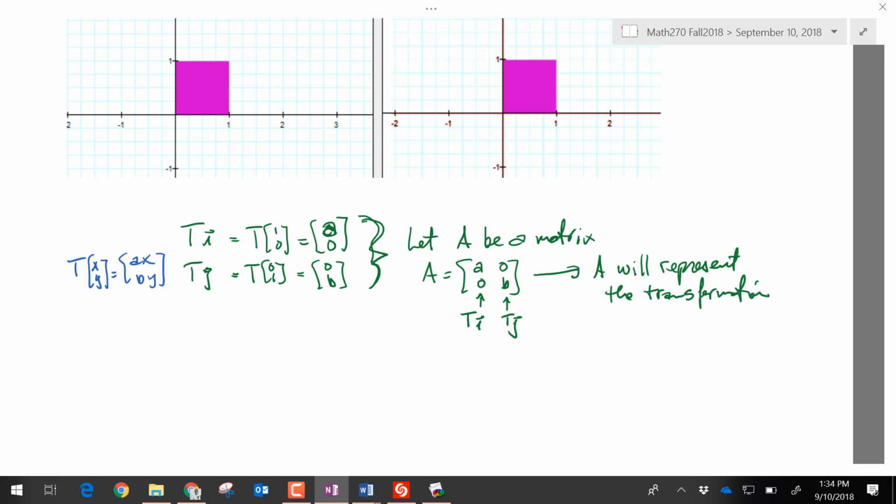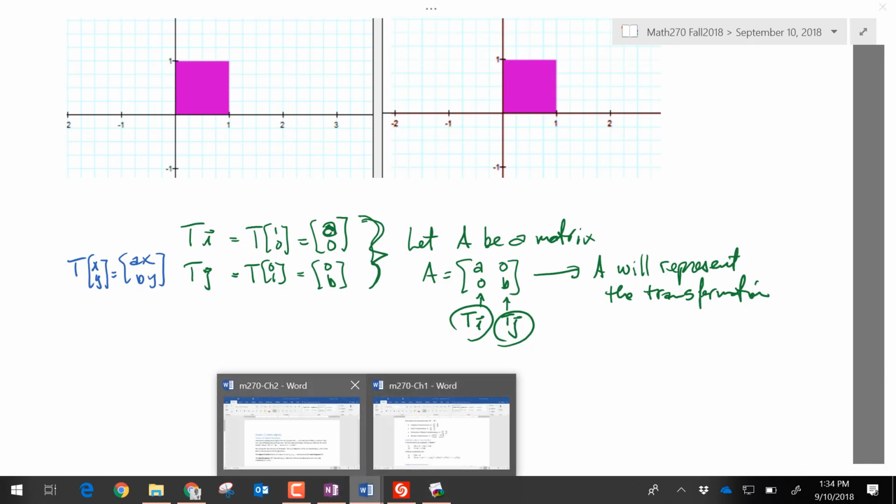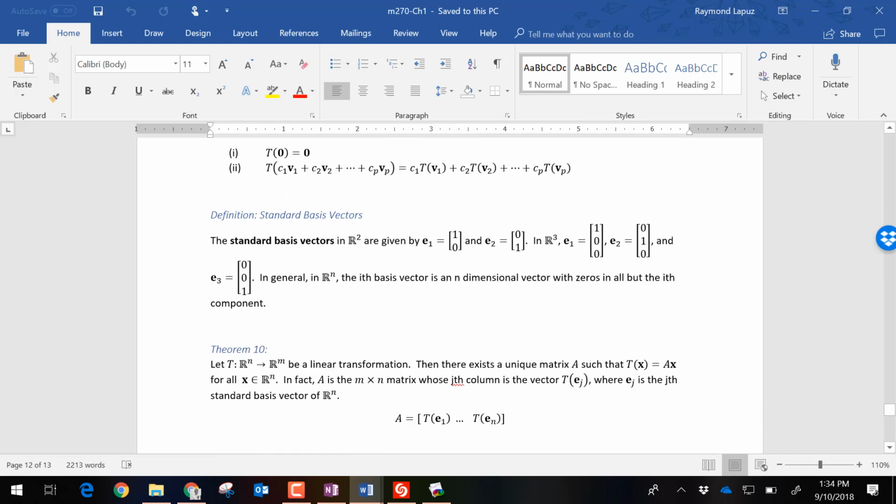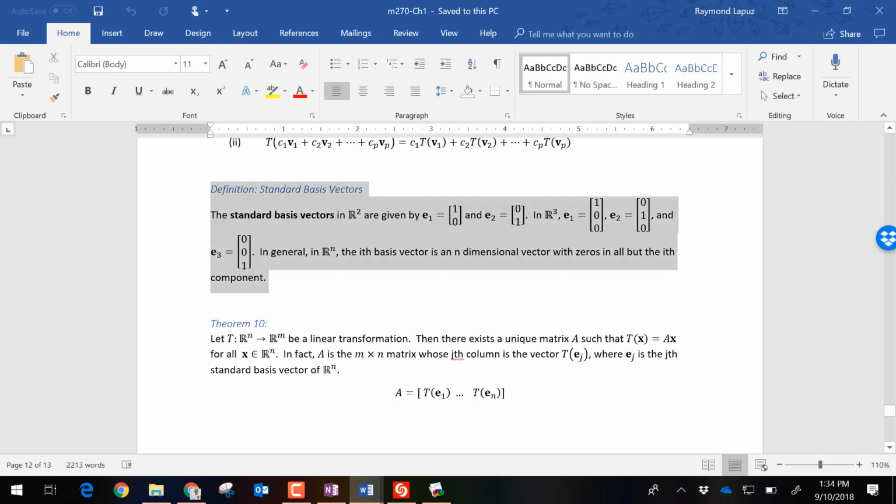Only if it's linear, though. In other words, for the polar coordinate transformation, our first example, we wouldn't be able to come up with a matrix to represent it because it's not linear. But if it is linear, we can, and the way to do that representation is to take a look at what happens to the standard basis, the i and j basis vectors. Hopefully that is stated here in this theorem.